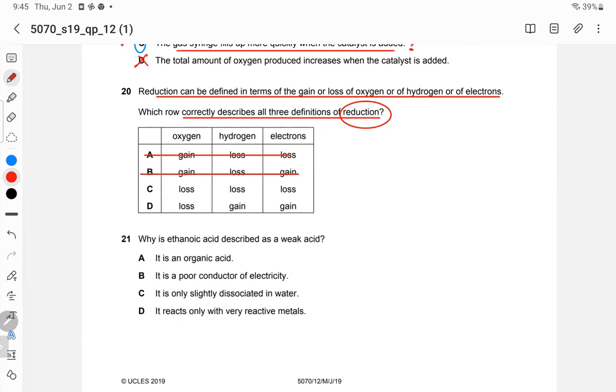Now we are left with C and D. In reduction, hydrogen is also lost. So D goes wrong as well. No, sorry. D is the correct answer. My mistake. We are talking about reduction. In reduction, hydrogen and electrons are gained. So that's why C goes wrong and D is the correct answer. Is this clear to everyone? Yes, sir.